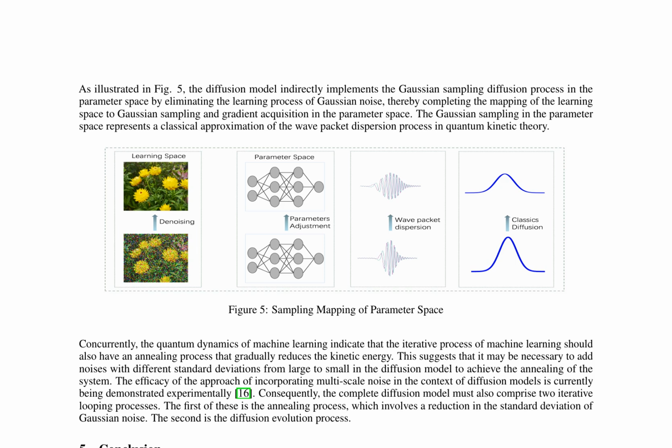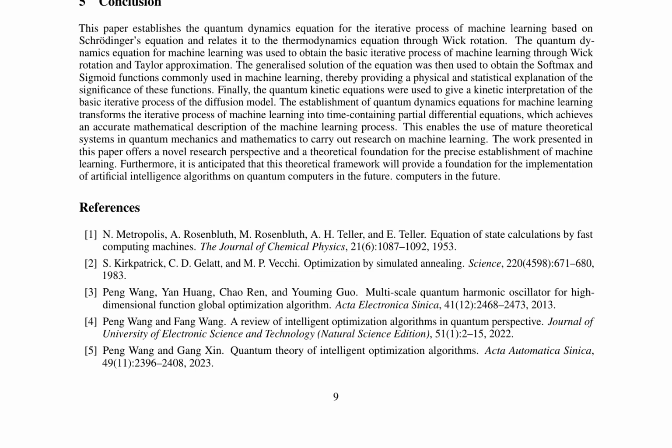The quantum dynamics of machine learning suggest that the iterative process should involve an annealing process, which gradually reduces the kinetic energy. This implies incorporating noises with different standard deviations, from large to small, in the diffusion model may be necessary for system annealing. The efficacy of this approach is currently being experimentally demonstrated. The complete diffusion model comprises two iterative looping processes: the annealing process, involving reducing the standard deviation of Gaussian noise, and the diffusion evolution process.